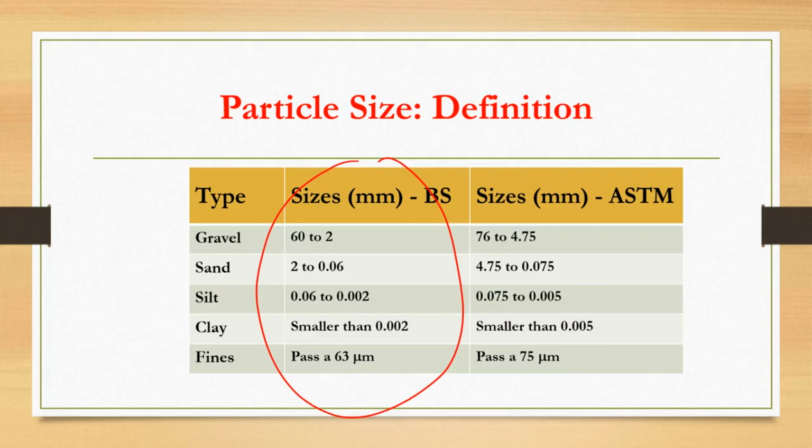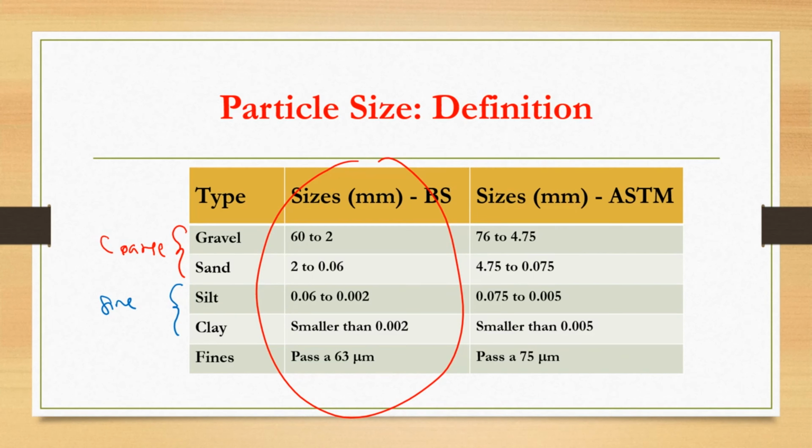So if you look at this table, you will see different types of soil. We have gravel and sand, which belong to the coarse grain soil group. You also have silt and clay, which belong to the fine grain soil group. Finer than that is what we call fines.